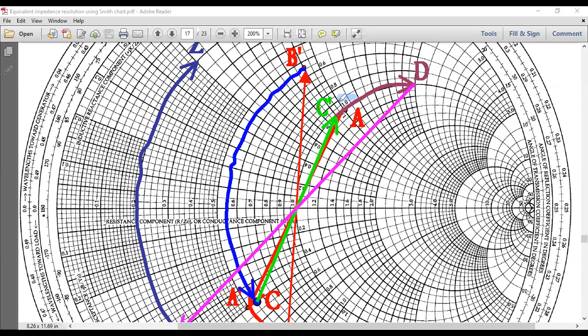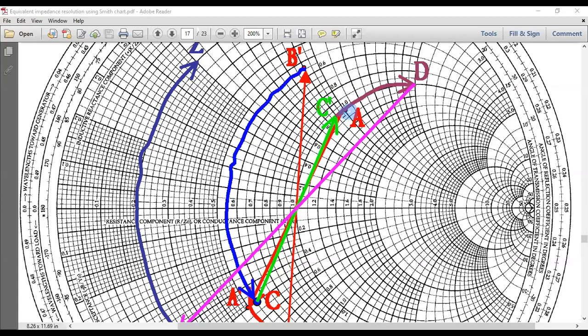Okay, so this is your first part, this is your A. Now, when you have to convert this point to the admittance, why do we have to convert to admittance? Because we have to add another admittance. So from here you just draw a line which will pass through the origin and extend. This will be a red line.